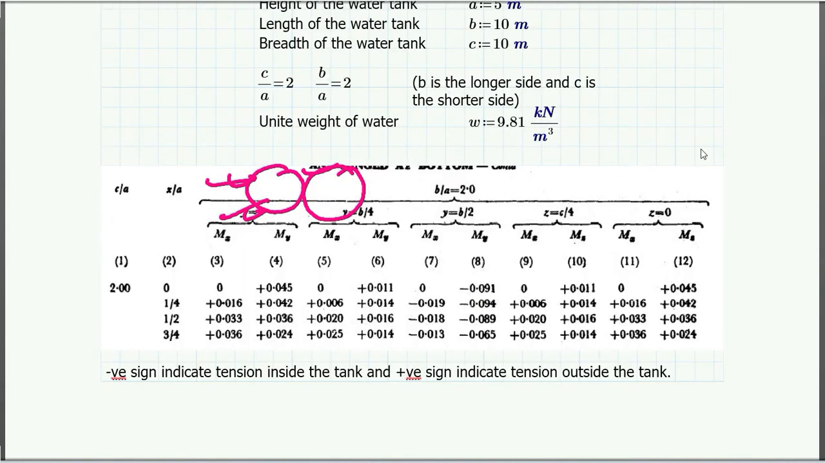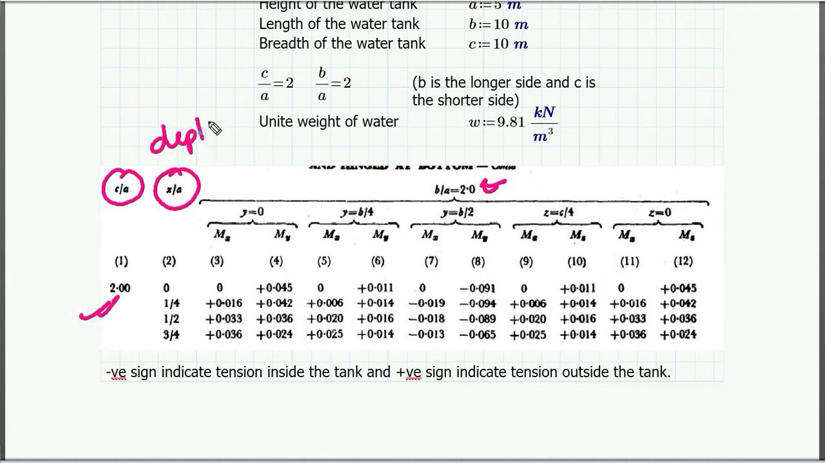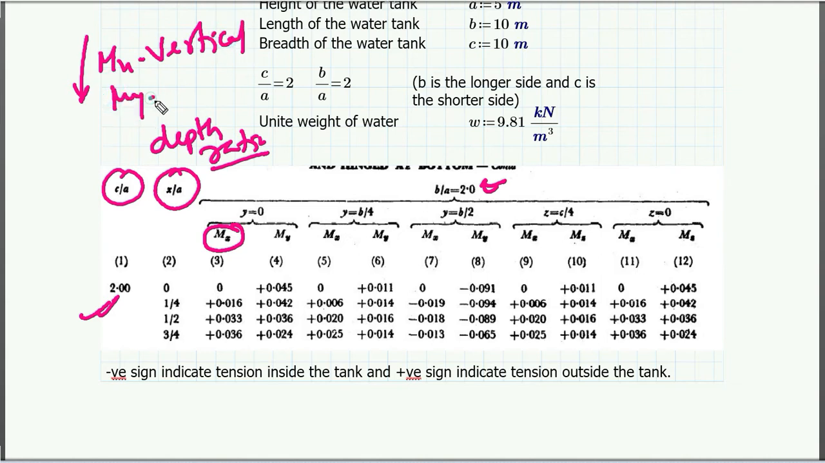So B by A is 2, and for us this is the table where B by A is equal to 2 and C by A is equal to 2. Now X by A represents the depth ratio. For different ratios of depth, what are the moment coefficients? Mx is the moment coefficient along the x direction, that is vertical, and My is horizontal, along the longer side.